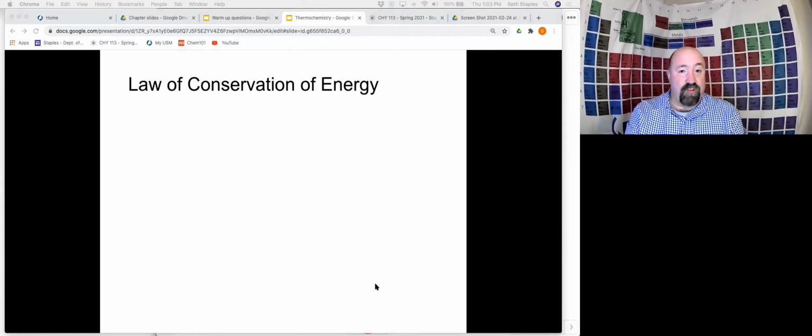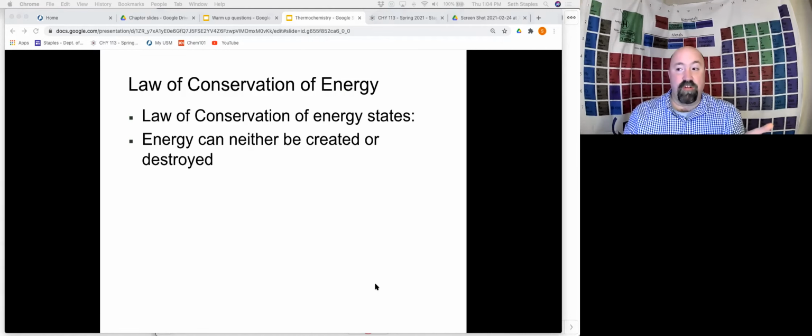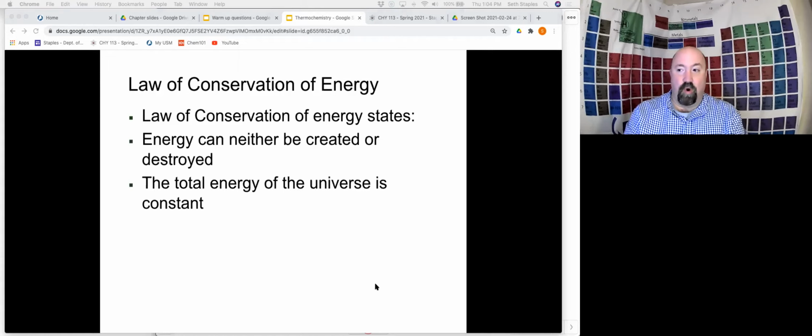The law of conservation of energy, you can probably predict it, is very, very similar to the law of conservation of mass. The law of conservation of energy states that energy can't be created or destroyed. And so the total amount of energy in the universe remains a constant.